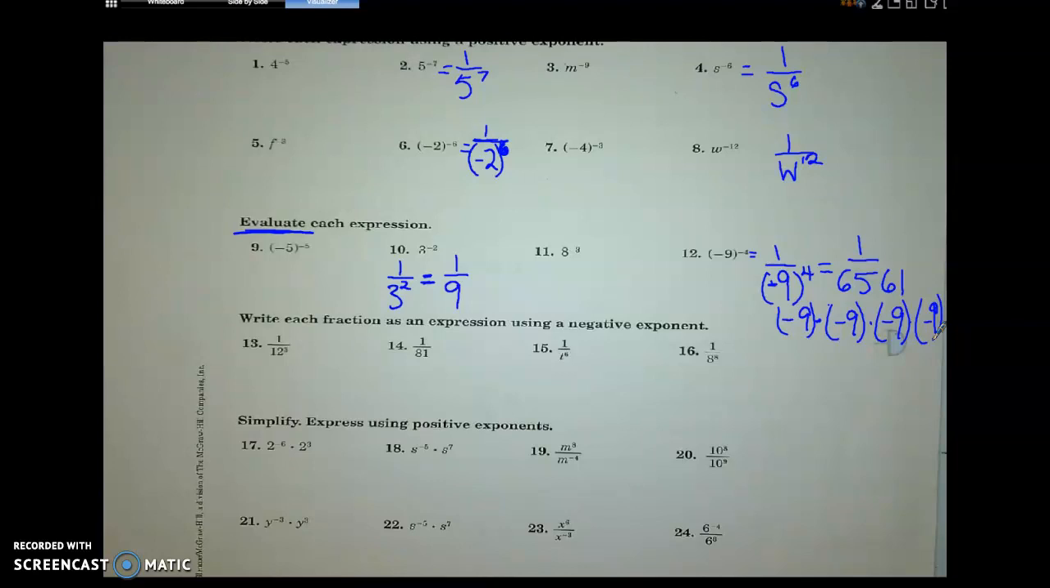Next one, it says write each fraction as an expression using a negative exponent. So this time we're kind of going backwards.